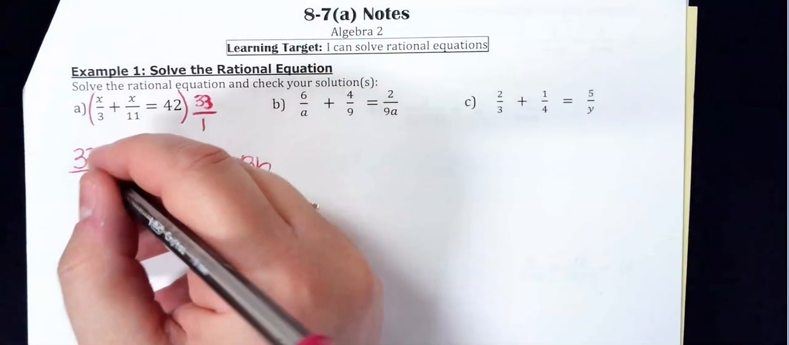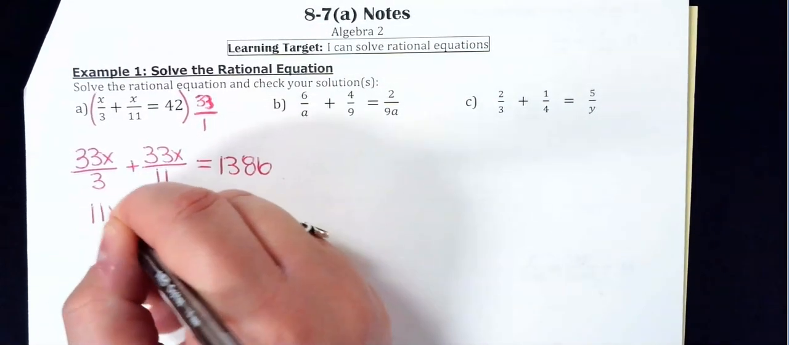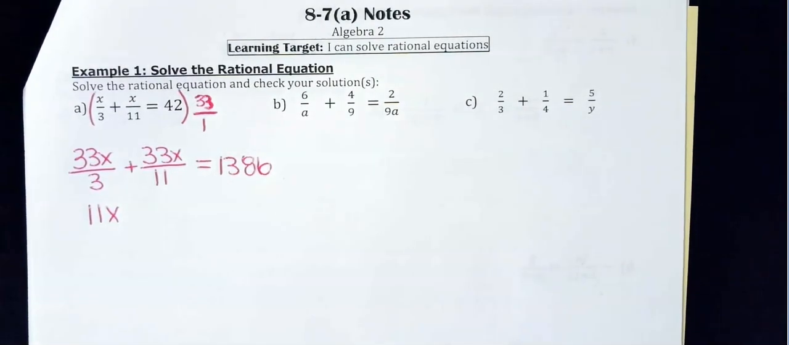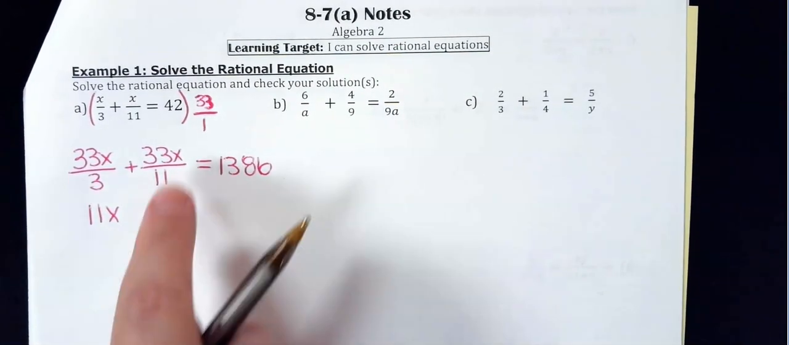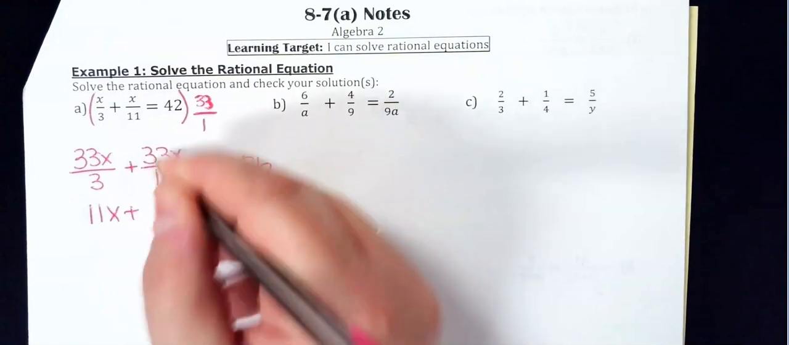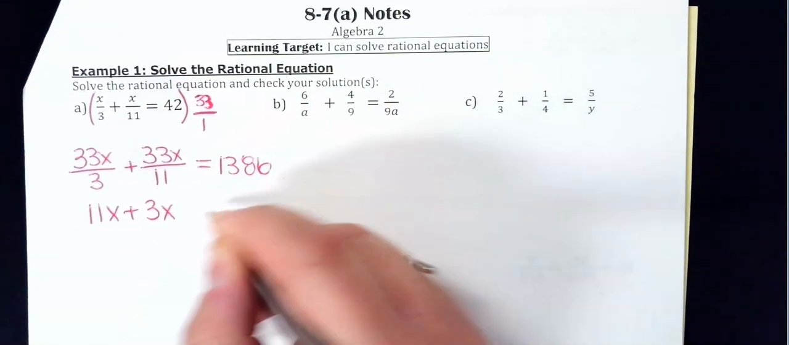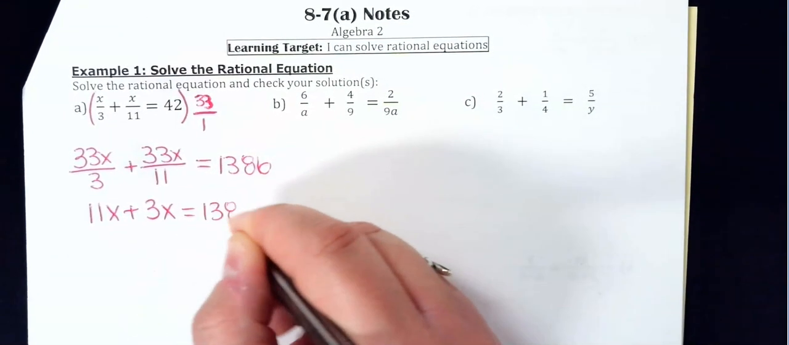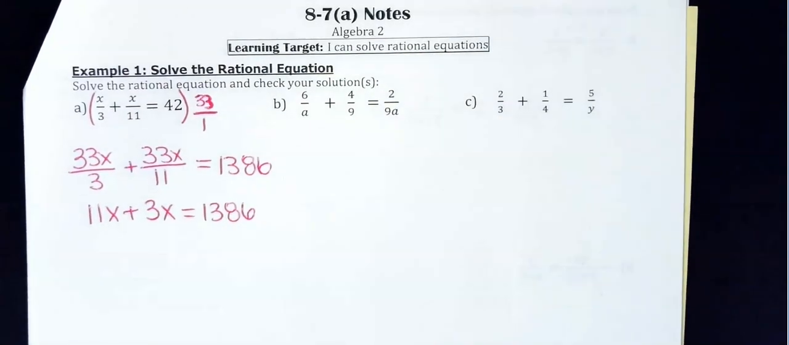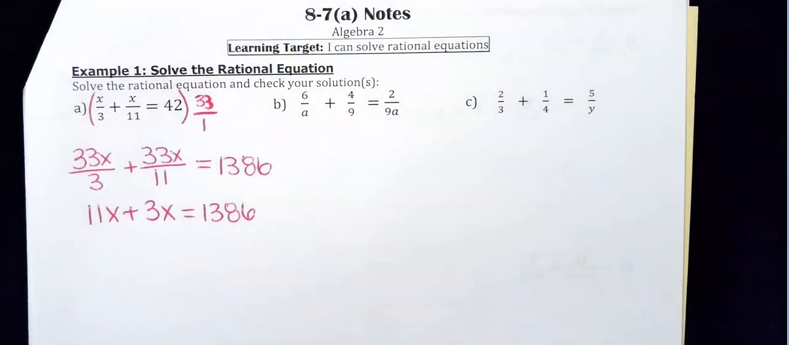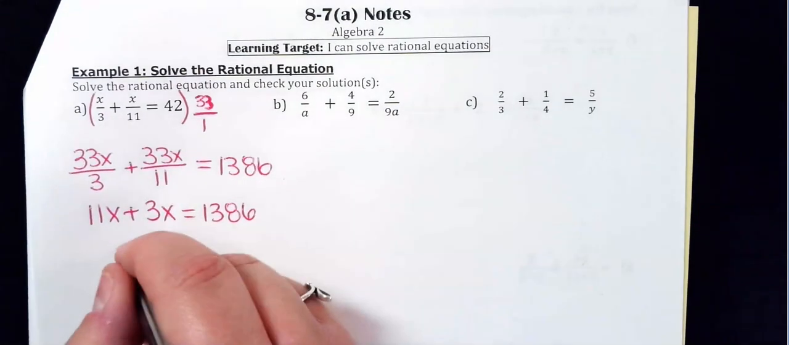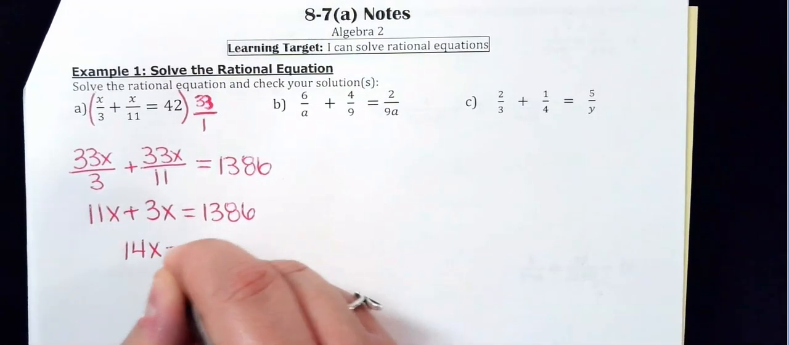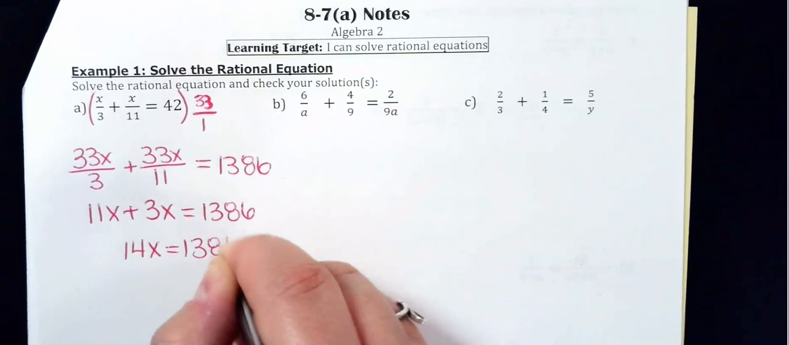So 33 divided by 3, guess what? That's 11. I don't have a fraction anymore, it does have an x with it though. 33 divided by 11, this would become 3x. And then I've got that 1386, because if I multiply everything on both sides by 33 to keep it consistent, we have to multiply that 42 as well. And this is really the equation we're solving, which is way better than the mess we started out with. So this would just be 14x equals 1386.